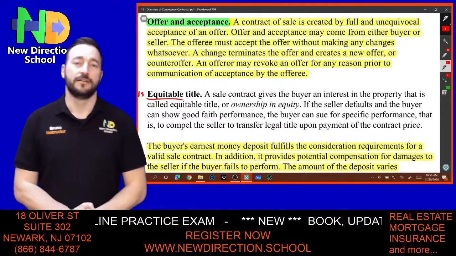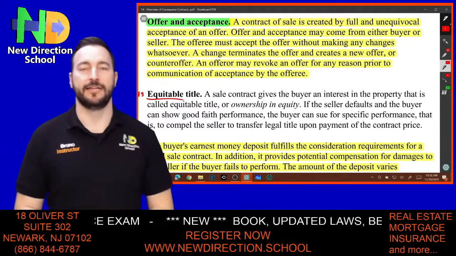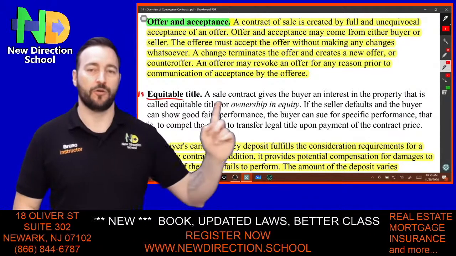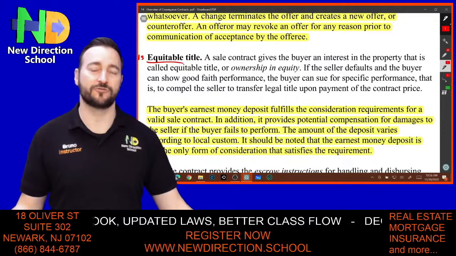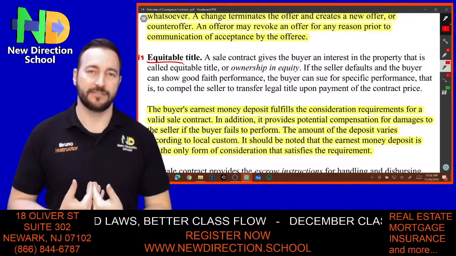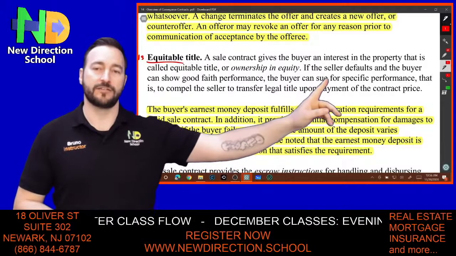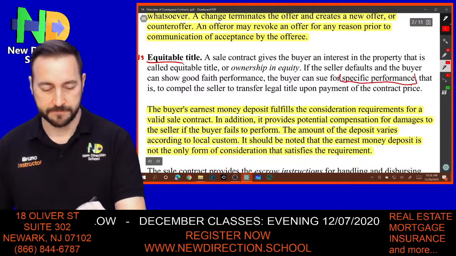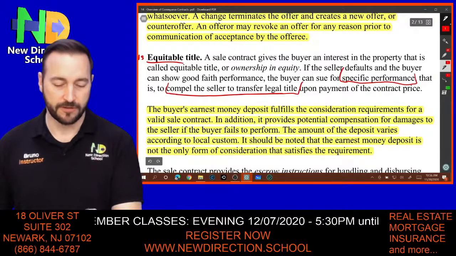So, perfect. Equitable title: a sale contract gives the buyer an interest in the property. They're not the owners, but it gives them an interest in the property. That is called equitable title or ownership in equity. If the seller defaults or backs out of the contract for no reason, then the buyer can show good faith performance, meaning I did what I needed to do on my end. You're the seller, you're the one failing, right? So now I can sue you for specific performance. What is specific performance? That means I'm going to compel or force the seller to transfer legal title.